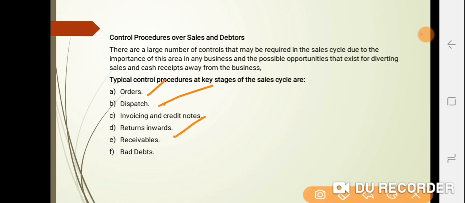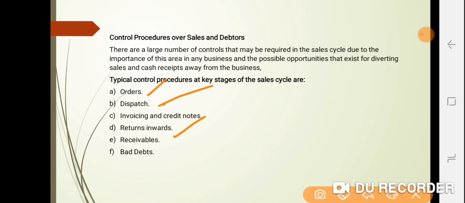Then we have returns inwards. The procedure the organization has to follow is that any goods returned by the customer should be checked for obvious damage, and when accepted, a document should be raised. Then all goods returned should be used to prepare appropriate credit notes. That is with respect to returns.